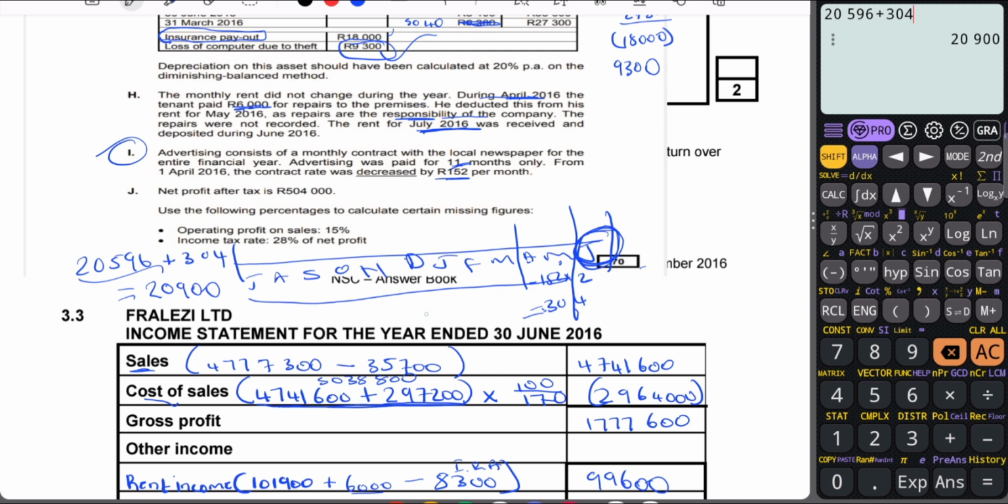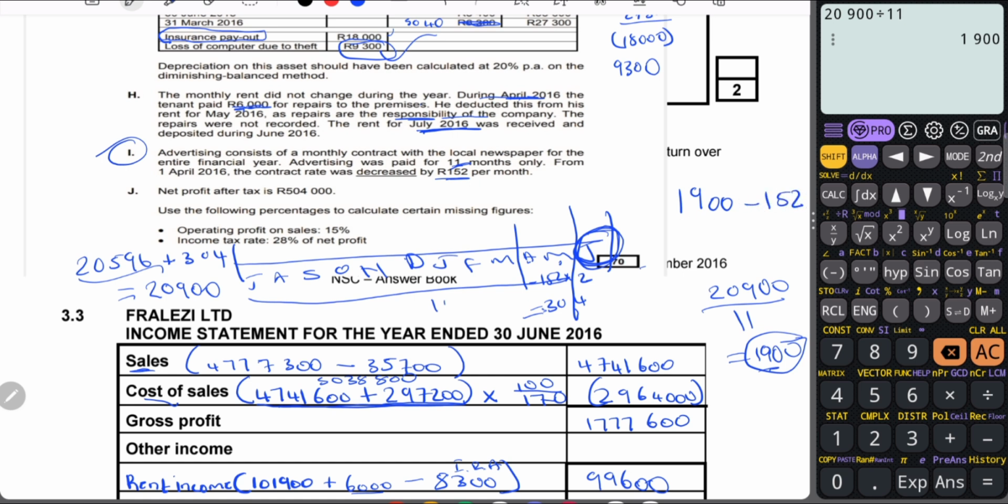All right, now because we paid it for 11 months, we are going to take this 20,900 and divide by 11 months. Hey, I made another mistake. 20,900 divided by 11 months, I'm going to get 1,900. It means that before the advertisement was decreased, we were paying 1,900 per month. But remember, on 1 April, it was decreased by how much? By 152 per month. Then it's going to be 1,900 minus 152.